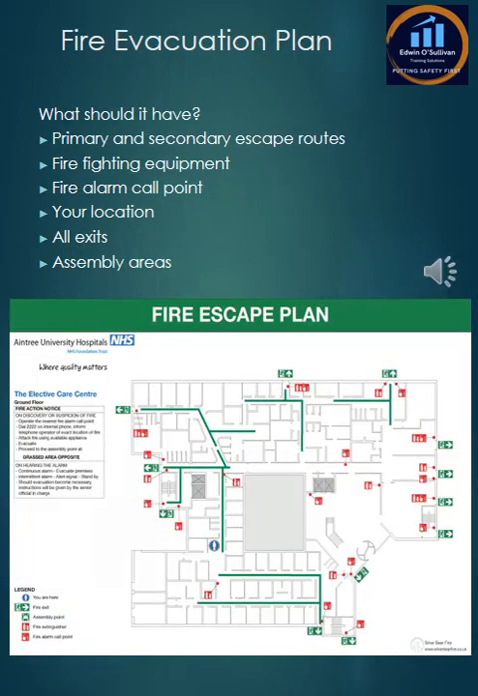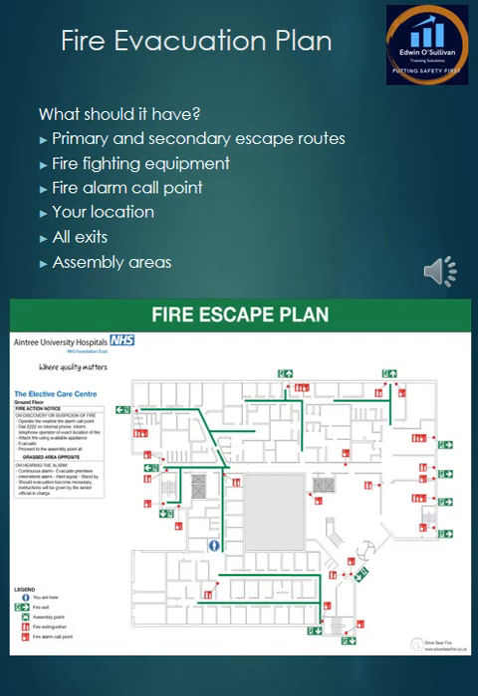Moving on to fire evacuation plans. As we mentioned at the start of the course, the employer is responsible for providing adequate emergency procedures in the event of emergency, that being medical or fire. Okay, so what should a fire evacuation plan have? It should have a primary and secondary escape route. It should show where the firefighting equipment is located, all fire alarm call points, your location while you're looking at the map, all your exits and assembly areas.